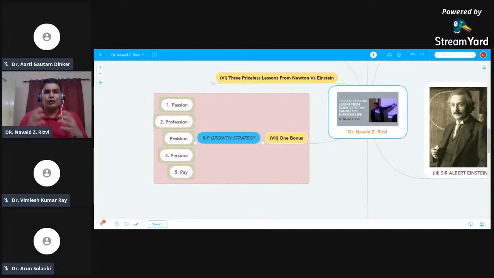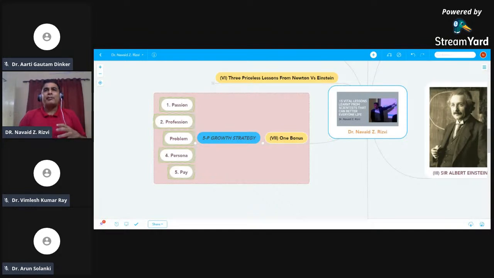Passion. You should have passion, right? You should love your passion. First of all, you should have passion in life. Profession. You should align your passion with your profession. There should be one problem you are resolving. For example, there should be some purpose. Align passion with profession to solve some purpose.